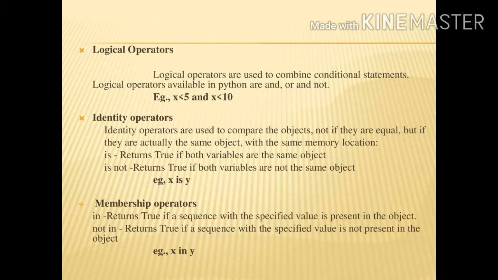The next operator is membership operator. In returns true if a sequence with the specified value is present in the object. Not in returns true if a sequence with the specified value is not present in the object. Example, x in y.